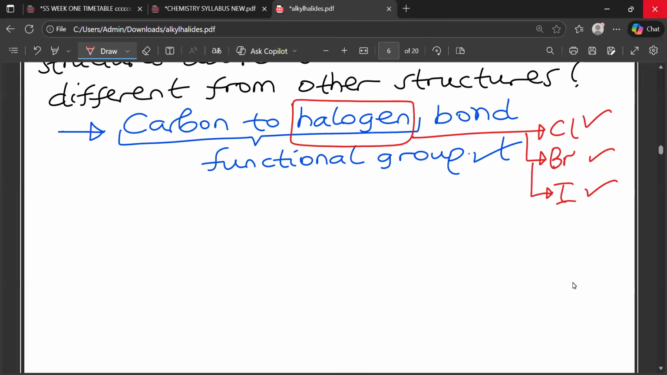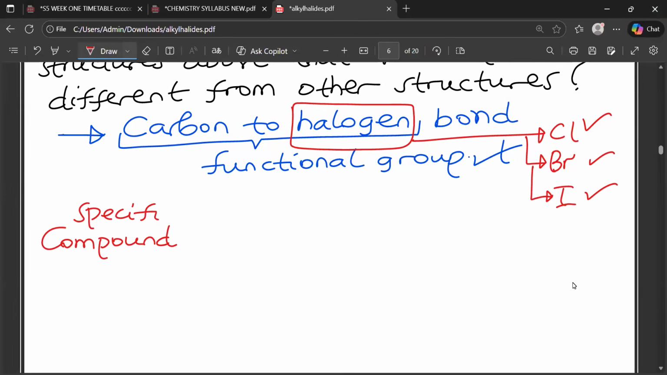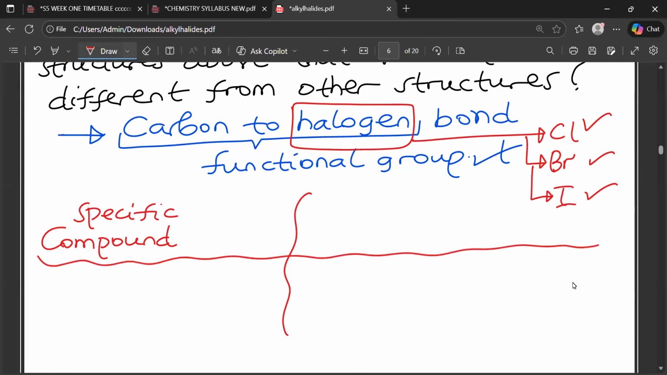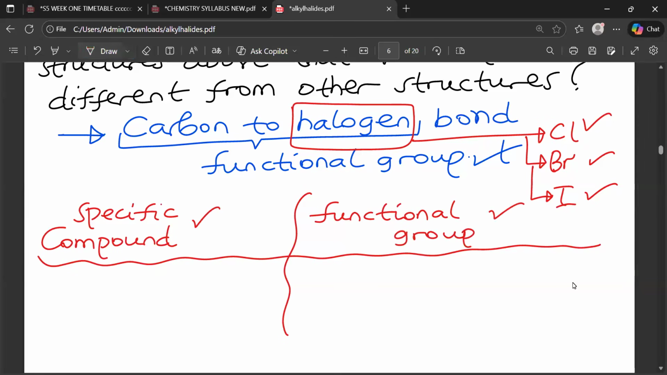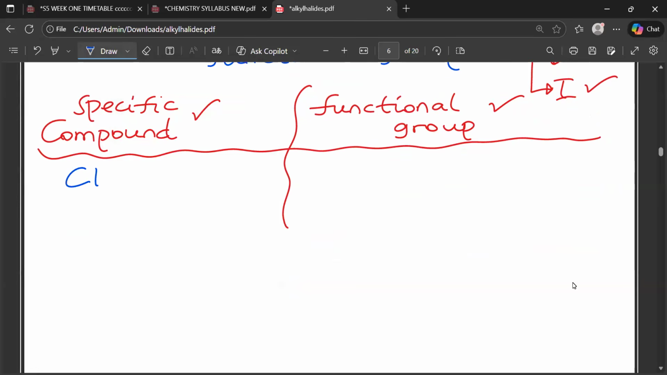So if maybe I'm going to put here compound, which is specific, I'll say specific compound. Then here I will say functional group. Get the point? I'll put here my specific compound, then here I will have the what? The functional group.